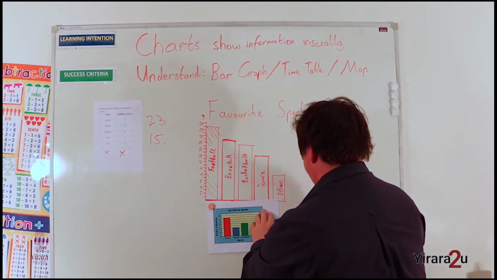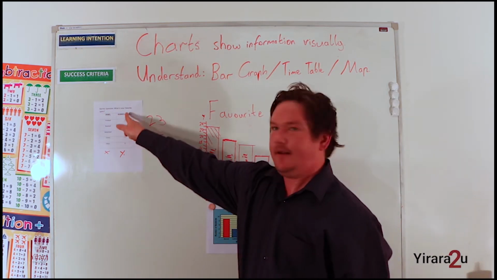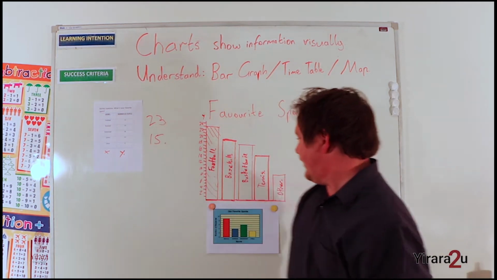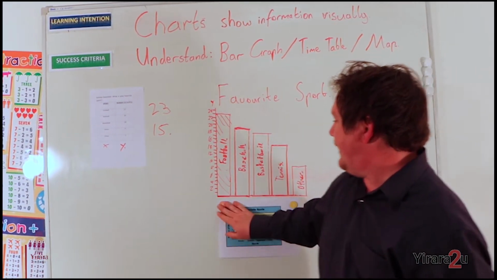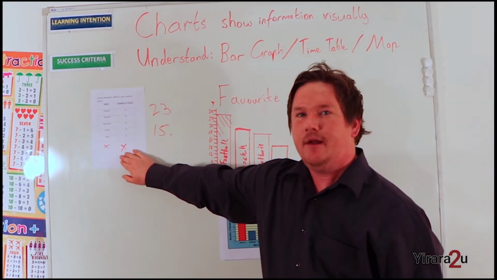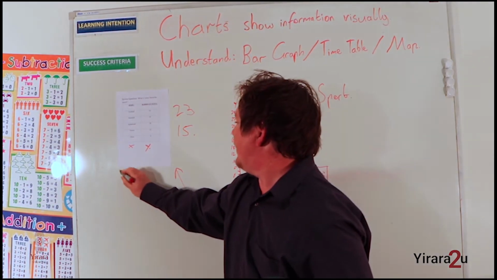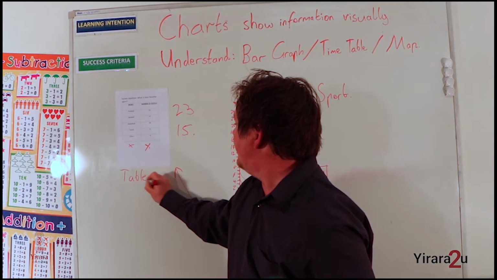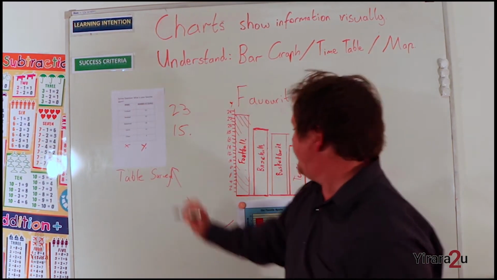What I'm going to show you is how to read this and put it back to a table form, yeah? Because sometimes it's useful to take a visual graph and then put it back into the table form, which it was originally done as a survey, which is called a table. Table or a survey. Yeah, so I'm going to draw.